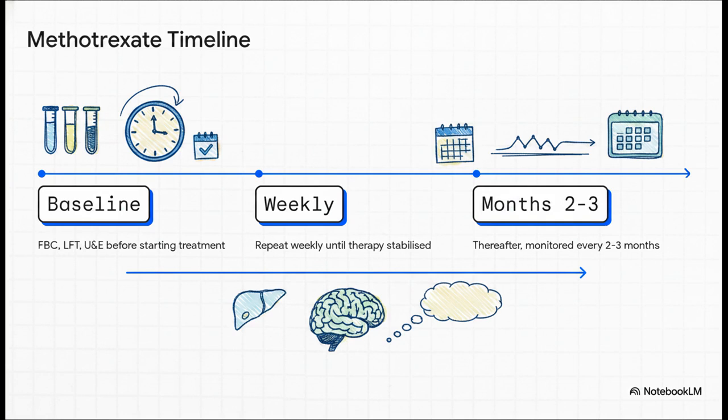Point 2, you check these weekly until the therapy is stabilized. And point 3, once stabilized, you shift right into the maintenance phase, checking every 2 to 3 months. Try to picture this exact timeline in your head when you're sitting in that exam hall.